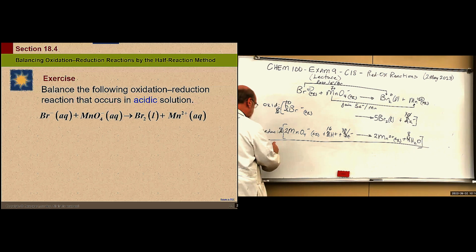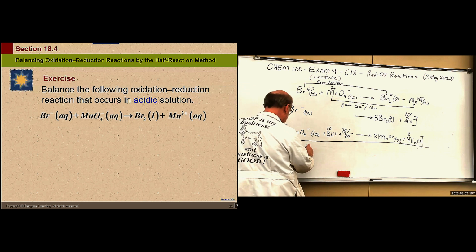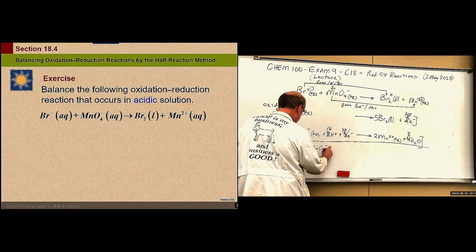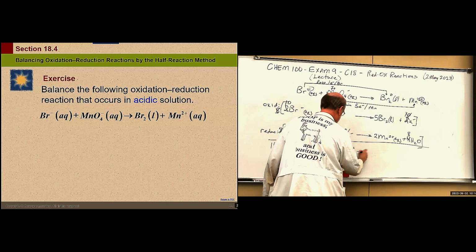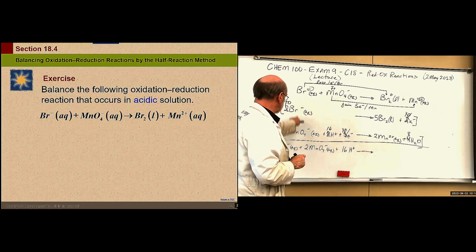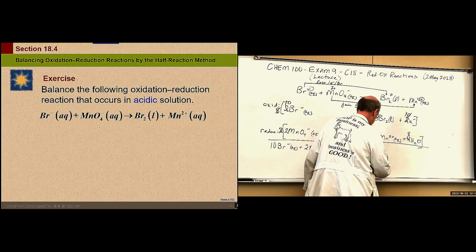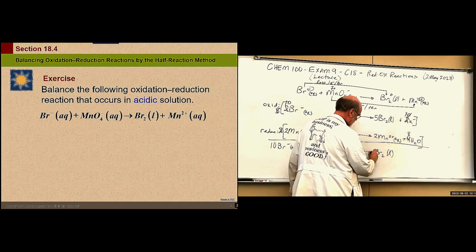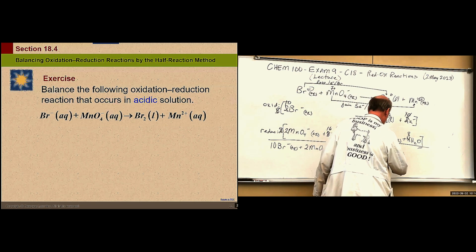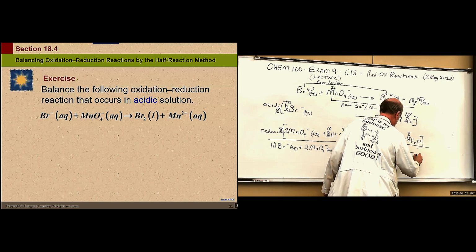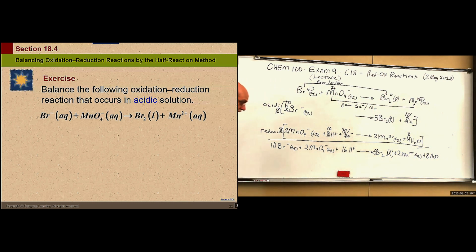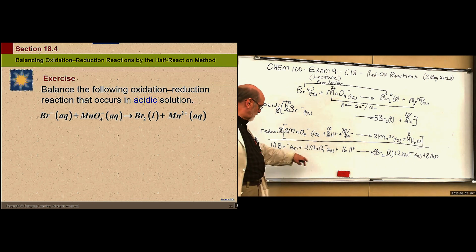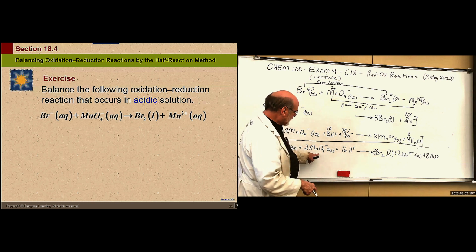All right, so let's put them in order. 10 Br minus, and then 2 MnO4 minus. There we have 16 hydrogens. Okay, 1, 2, 3, 1, 2, 3. And then we have bromine liquid, five of them. There we go. Then we have two manganese, 2+, and we have eight waters. So there's your balanced equation. And you can check it and say 10 bromines. Yep, 10 bromines. Two manganese. 8 hydrogens.